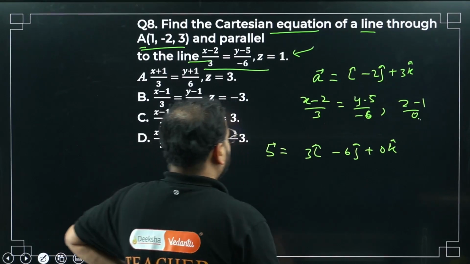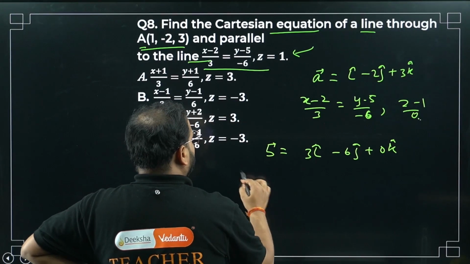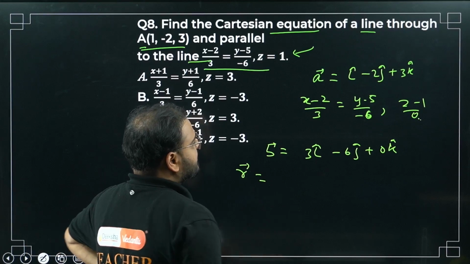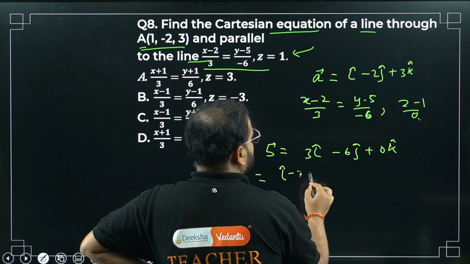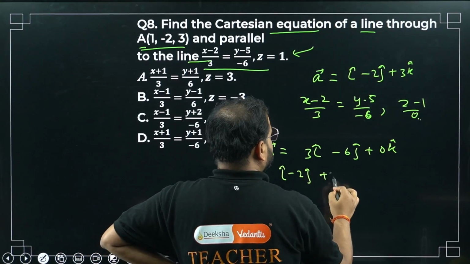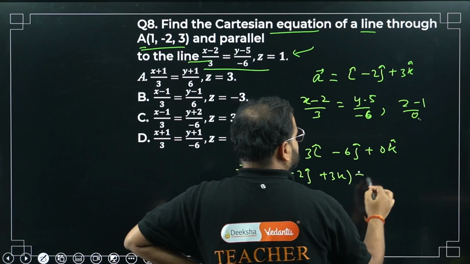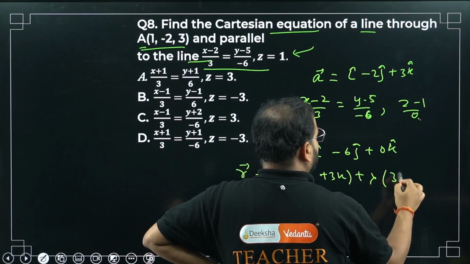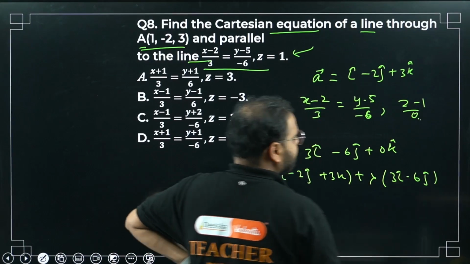Okay, now if you have to write this, how will I write the resultant vector r? In the vector form, you write this as, please check, i minus 2j plus 3k plus lambda times of what? 3i minus 6j. Correct?